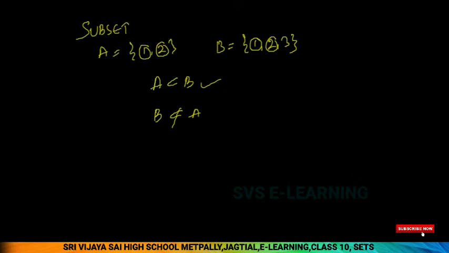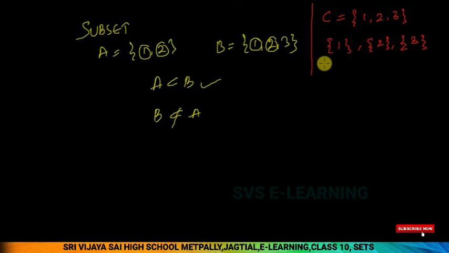Let us say I have a set C with the elements 1, 2, 3. How many sets can you form by taking as many elements as you want from the set C? See, what I can do is take 1 and form a set. I can take 2 and form another set. I can take 3 and form another set. I took only single numbers. Now I'm going to take two numbers, 1 and 2. I can take 2 and 3. I can take 1 and 3. Then I can take all the three numbers, 1, 2, 3.